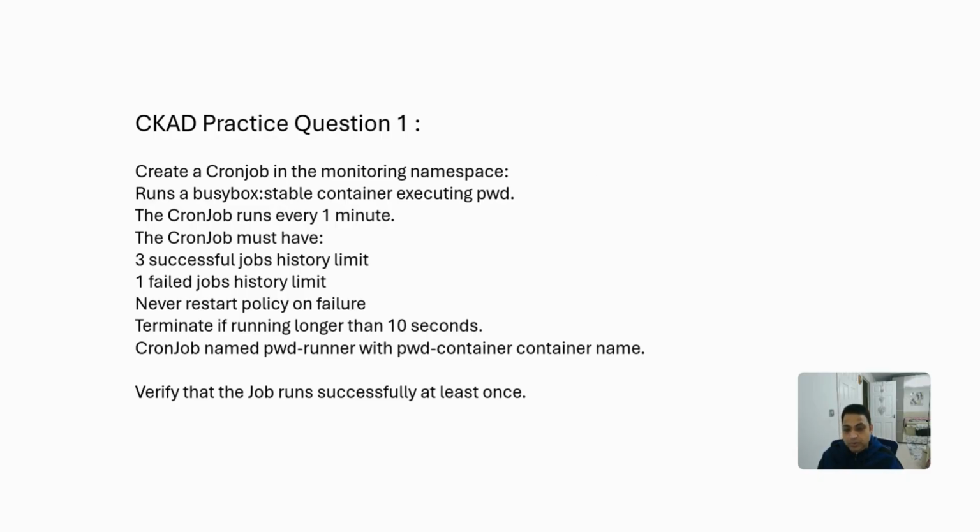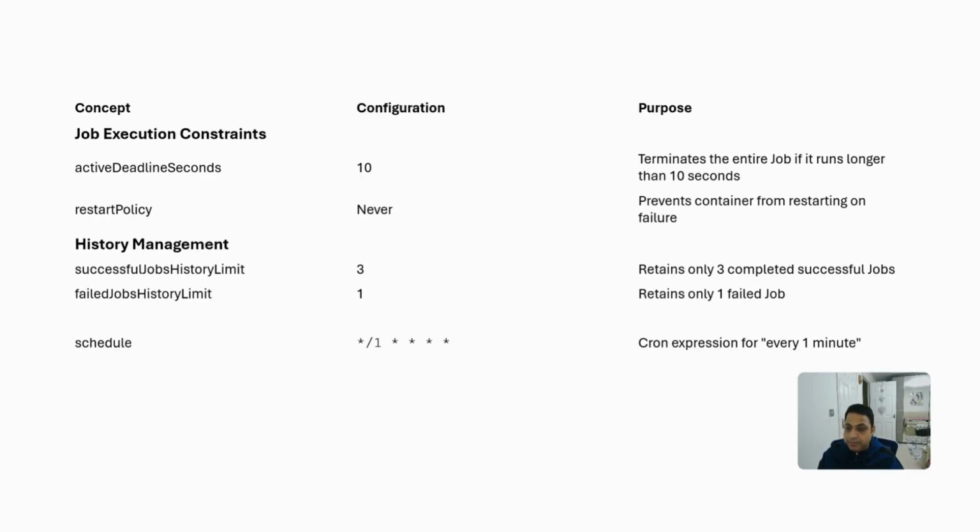So, a couple of things from this question, let's try to understand. One thing is that it asks for some job execution constraints: you need to terminate the job in 10 seconds, and the restart policy should be never. It also talks about the history management of the job: how many successful jobs and how many failed jobs you need to maintain, and the schedule. Of course, a cron job is a schedule which happens at a repetitive or scheduled interval of time, so the schedule is the most important part of the cron job. I will show how you can find the schedule in the documentation.